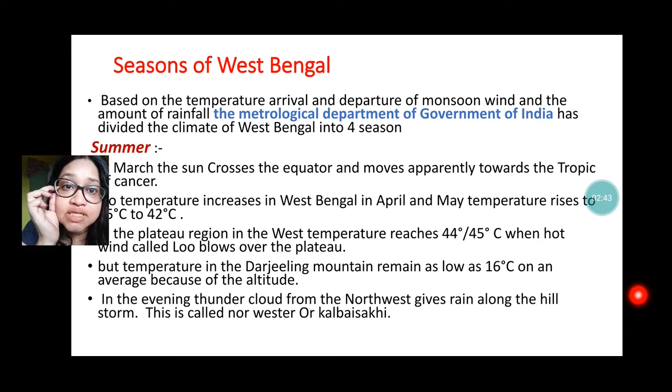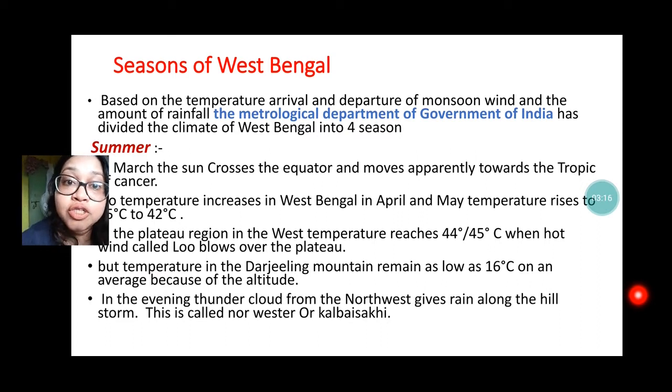Okay, the summer season starts from the month of March, when the sun crosses the equator and moves apparently towards the Tropic of Cancer. At this time the temperature increases in West Bengal, in April and May, and temperatures rise up to 40 to 42 degrees centigrade. And in the plateau regions of West Bengal, the temperature is 45 degrees centigrade.